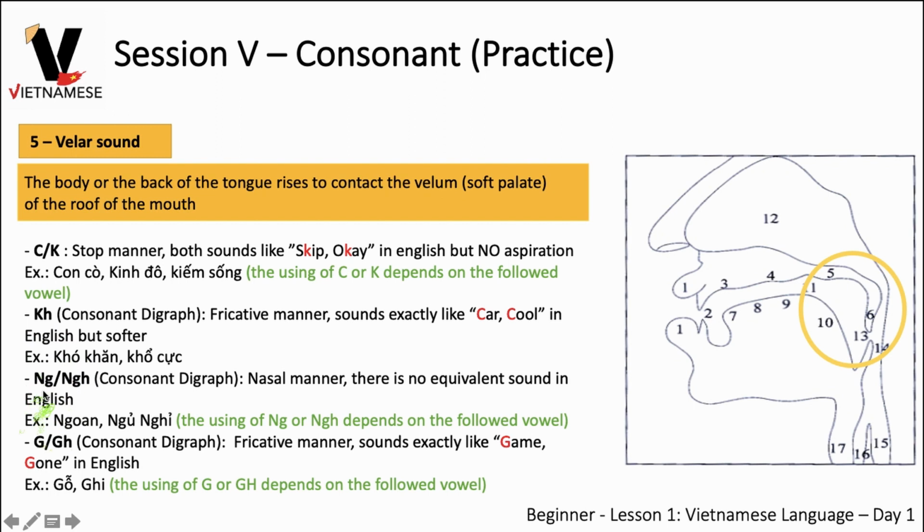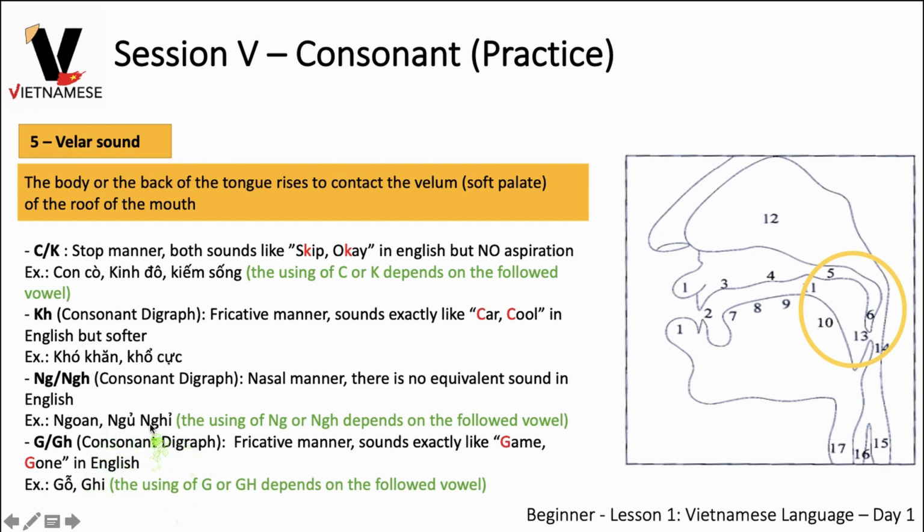And the next one we have these two, ng. This is a nasal manner. There is no equivalent sound for this in English, but we use this part of the tongue. We touch this part and let the air come out from the nose. Ng, ng. For example, ngoan, ngủ.